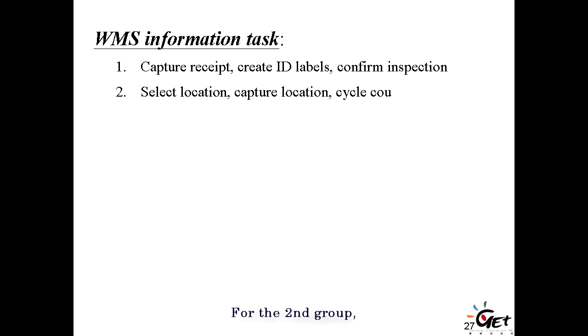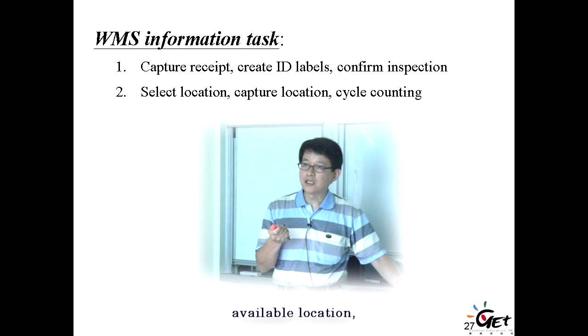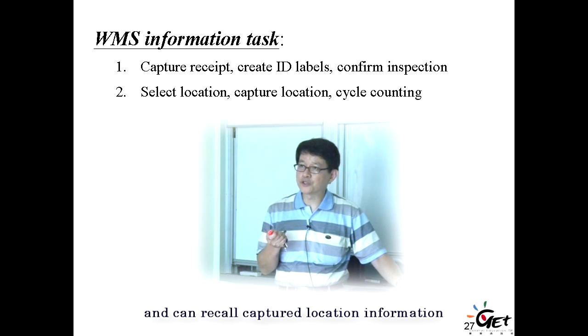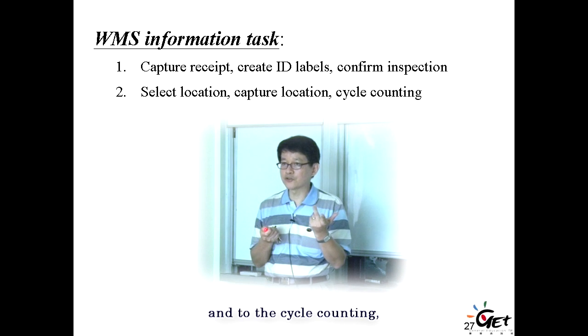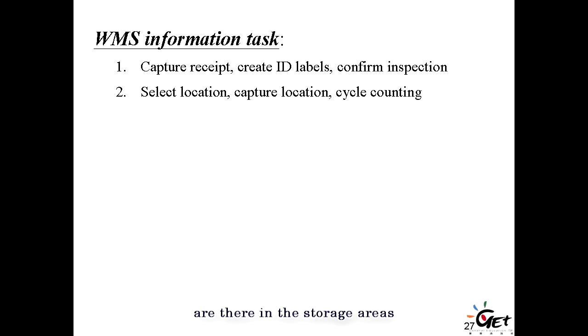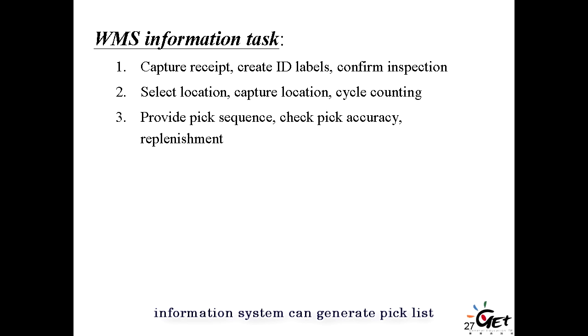Okay. For the second group, the information system knows where these items can be stored, which locations are available for these items to be stored. The information system can select an available location. It can capture the location information where these items will be stored, and do the cycle counting and check how many units are there in the storage areas. Right? For the third group of functions, the information system can generate a pick list and can help check whether or not the employees pick the correct items from the picking list.